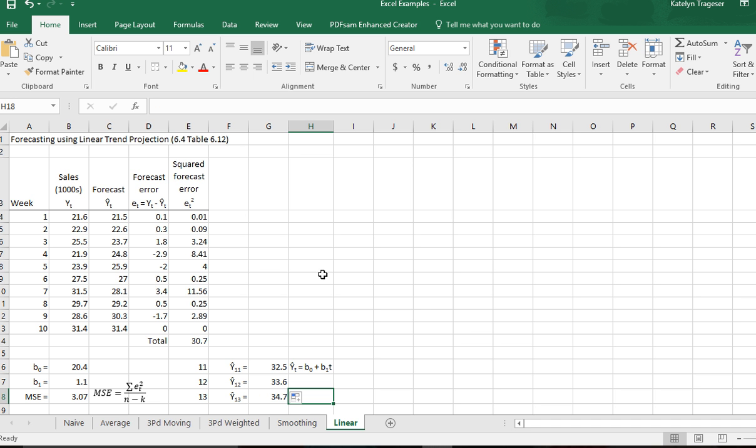So again, in this example, we forecasted by using the linear trend projection.